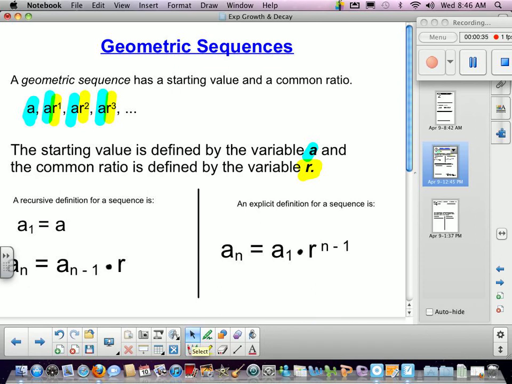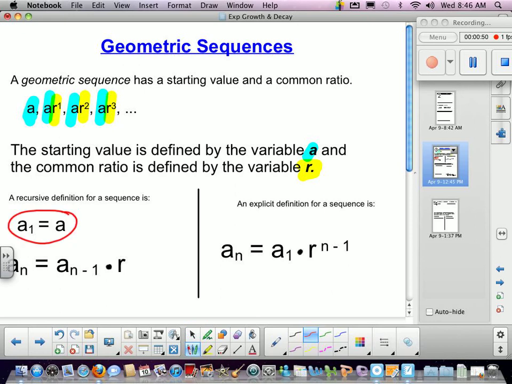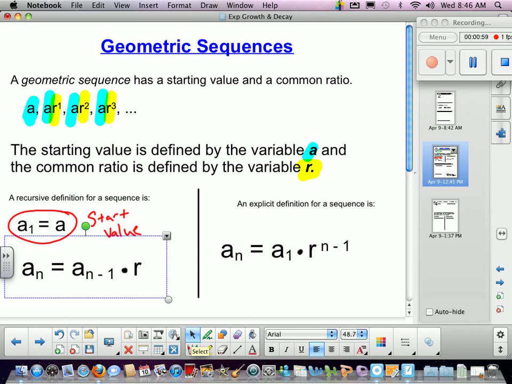We've got two different ways we're going to do this, with recursive and explicit. We can see the recursive definition here. We have a starting value of a sub 1. That's your start value, your initial value. Then the formula is a sub n is equal to a sub n minus 1 times r. So we're going to take the previous number and multiply it by r.